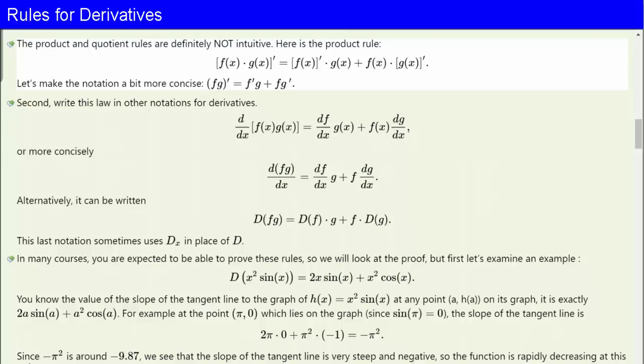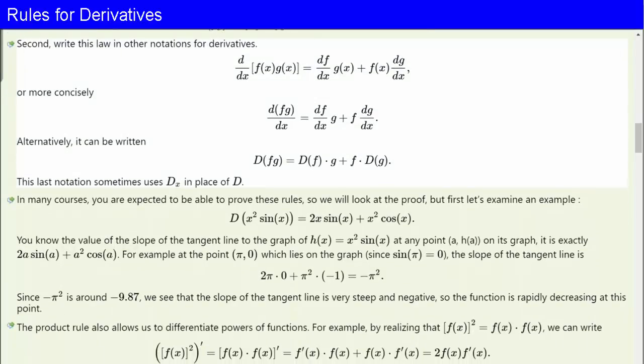Here's the product rule. First, let's make the notation a bit more concise. (fg)' is f prime g plus f g prime. In other words, to differentiate a product, you have a sum: the derivative of f times g plus f times the derivative of g.